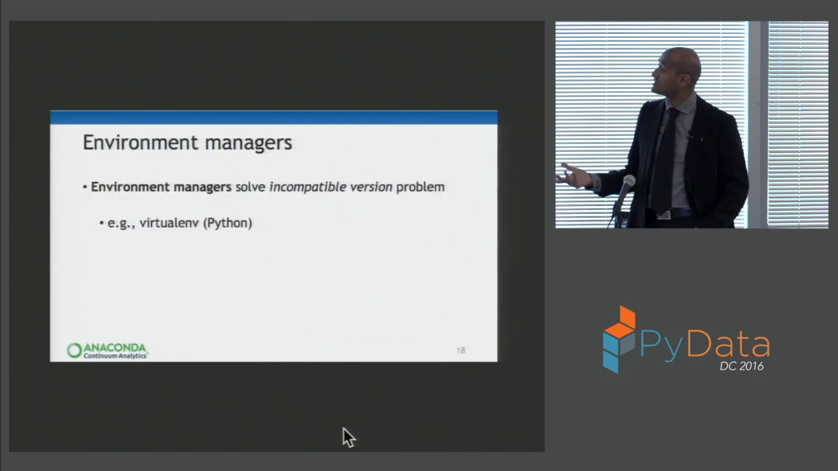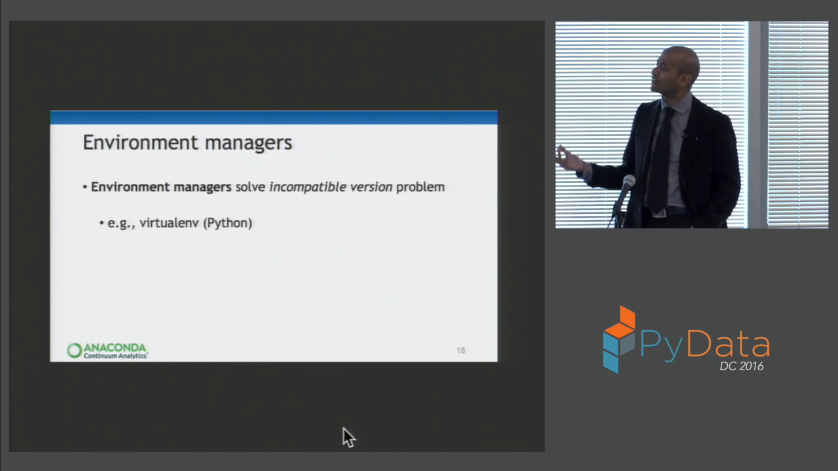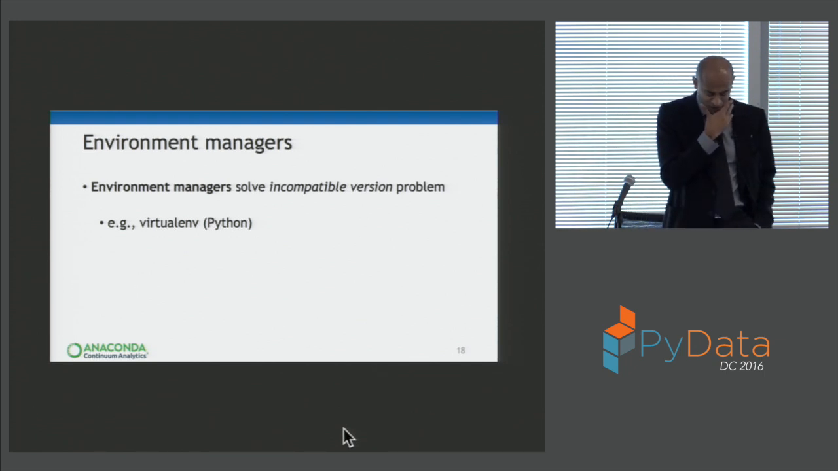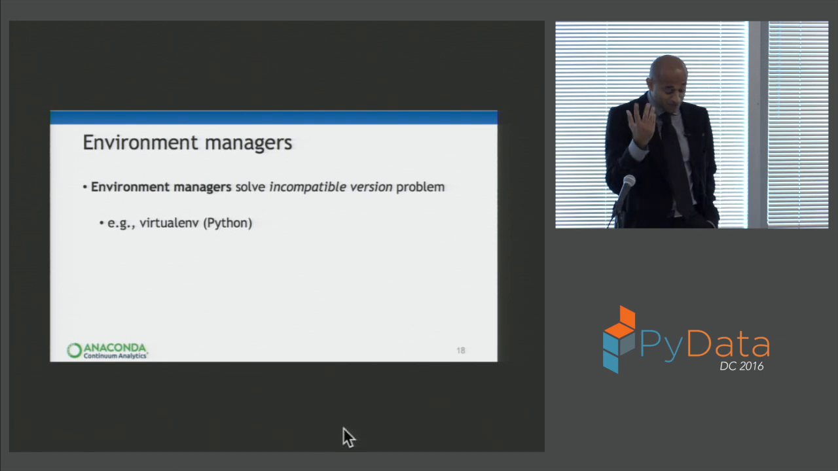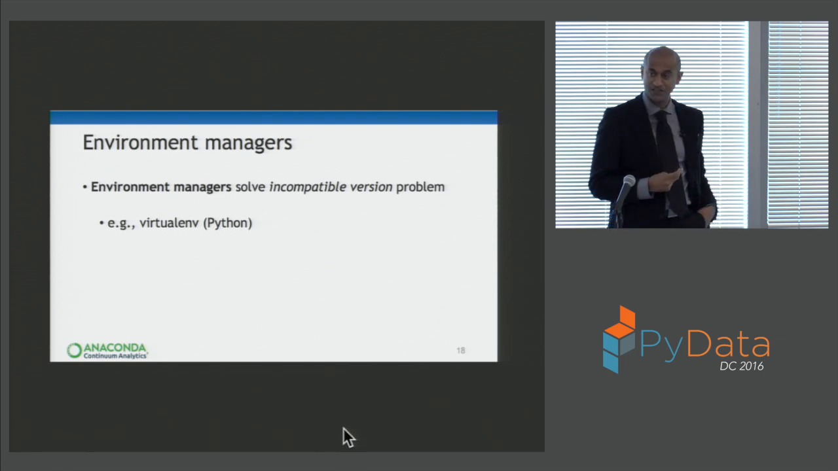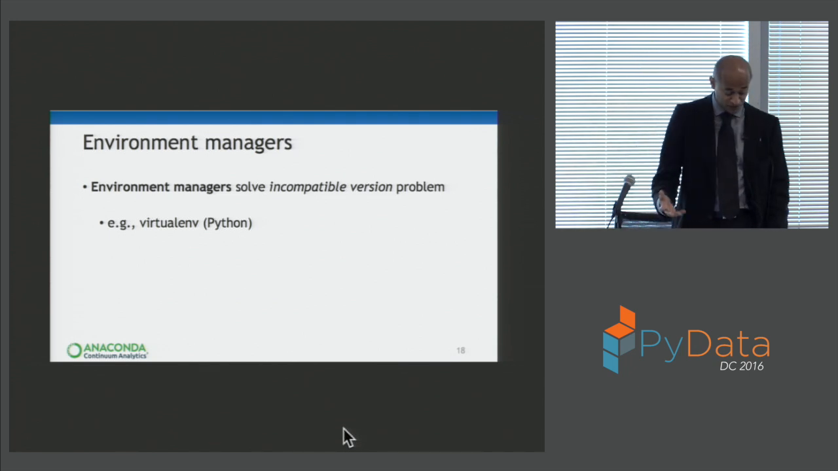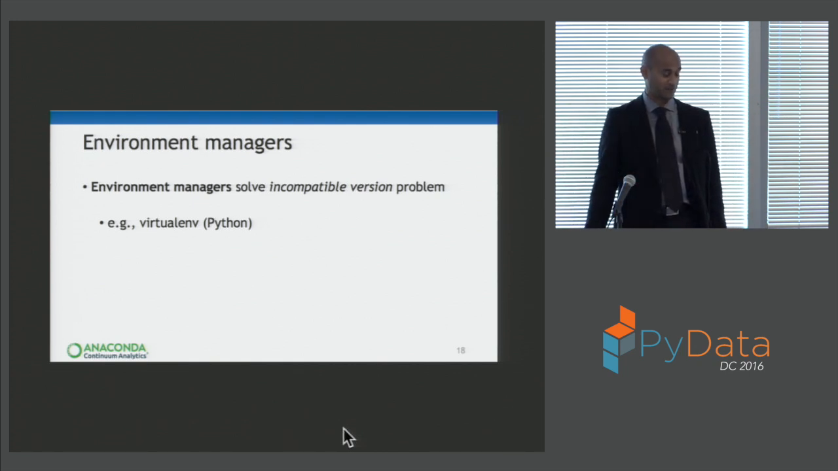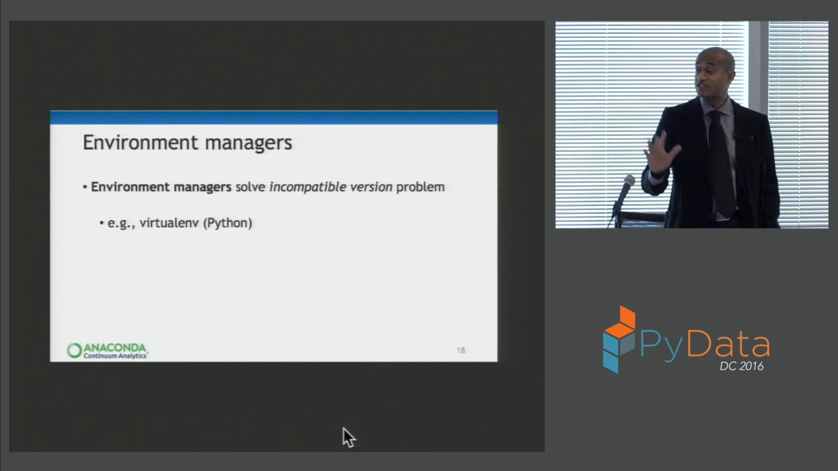And in terms of the incompatible version problem, I don't have as long a list. Virtualenv within the Python community is sort of the only one I really know about. I'd be happy if someone else can point me to more examples, but this is a way of having different versions of Python libraries available, accessible, and usable on the same machine at once without breaking everything. And they do this in different ways.